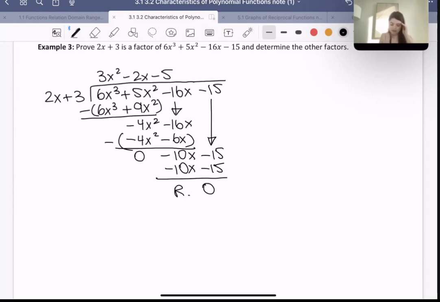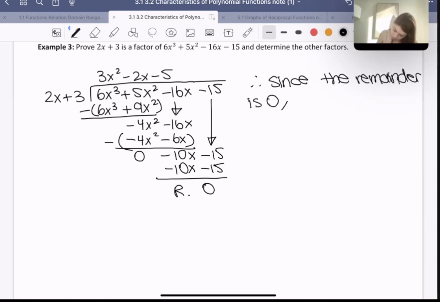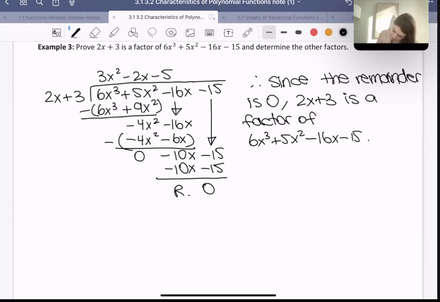And so the remainder is 0. And therefore, we've proven it. So I'm just going to write a quick conclusion statement that states, since the remainder is 0, 2x plus 3 is a factor of 6x cubed plus 5x squared minus 16x minus 15. So there we go. Awesome.